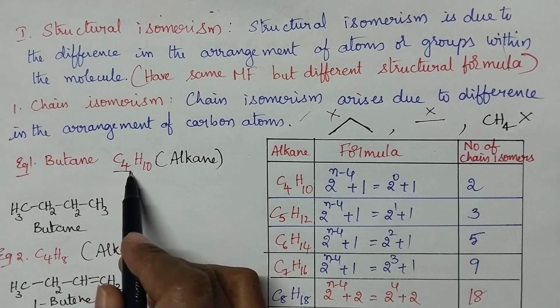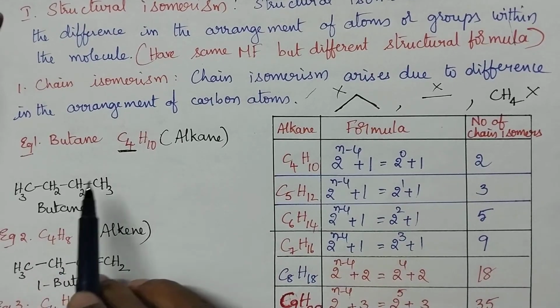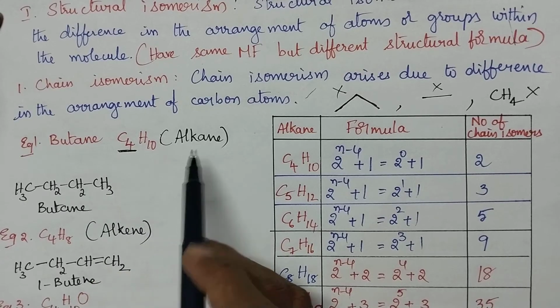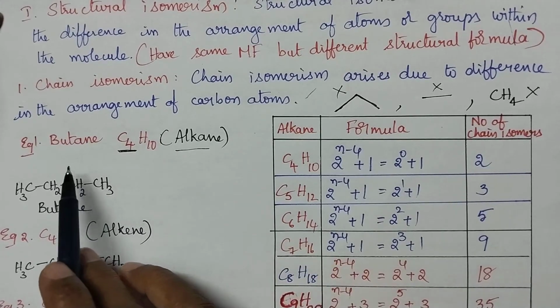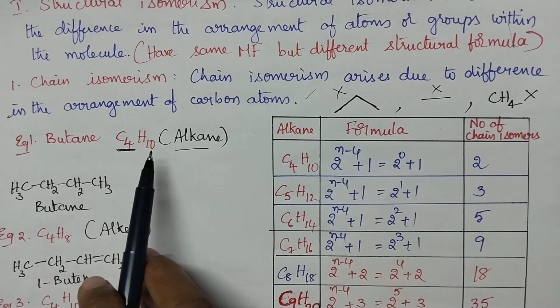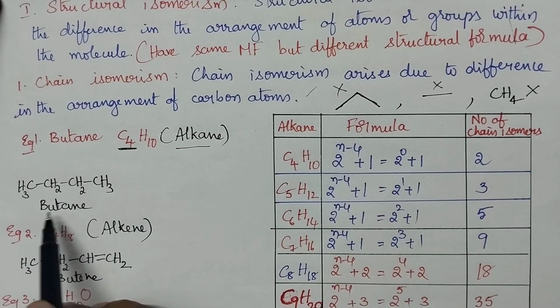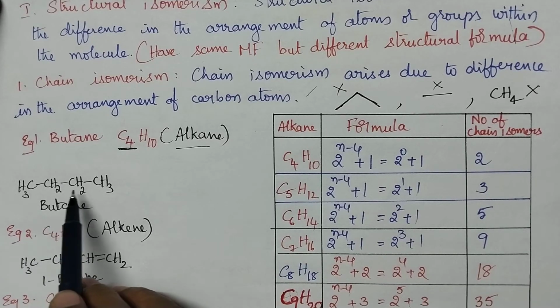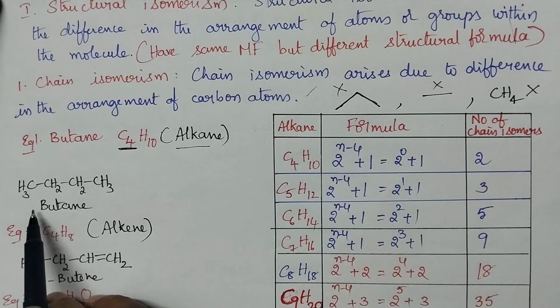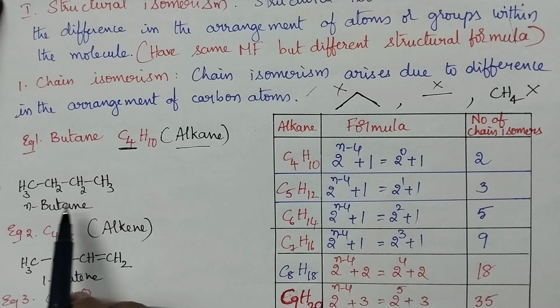So, minimum how many carbon atoms are required to exhibit chain isomerism, students? 4 carbon atoms are required. So, let us consider the chain isomerism in the case of alkanes. Let us consider one best example, that is butane. What is the molecular formula of butane, students? That is C4H10. By using this molecular formula, we can write butane as CH3, CH2, CH2, CH3. So, it is n-butane. And how to write the chain isomer for n-butane?